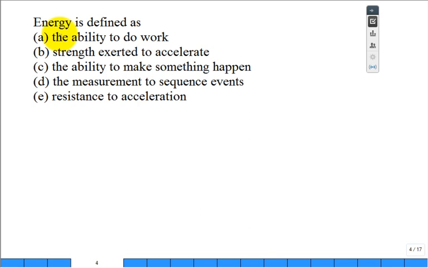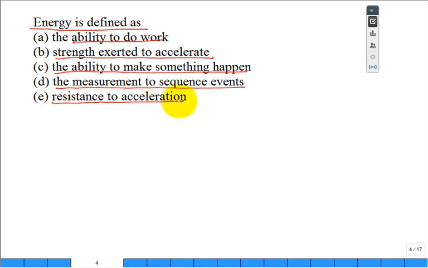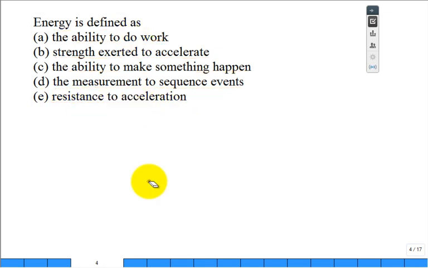The question is, energy is defined as, and these are very short definitions, so no definition here on this page is perfect. But in 4 or 5 words, is it the ability to do work? Is it the strength exerted to accelerate? Is it the ability to make something happen? Is it the measurement of sequence of events? Or is it the resistance to acceleration? So you just give me your best answer. What is this term energy? Not exergy, energy.